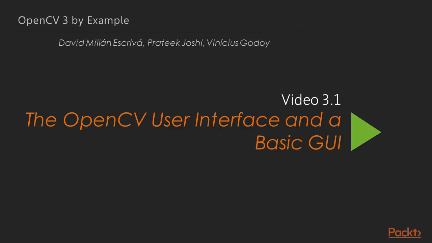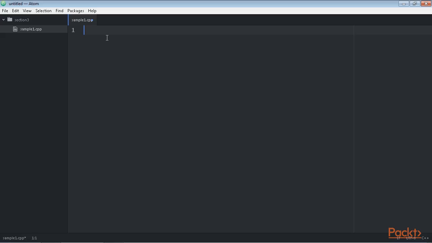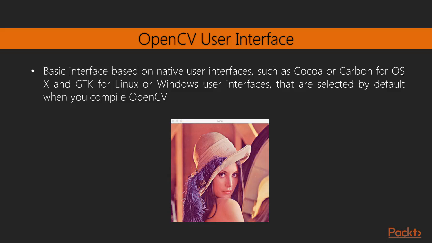Now we move on to the first video of this section, the OpenCV User Interface and Basic GUI. In this video, we are going to take a look at the OpenCV user interface and a basic graphical user interface with OpenCV. OpenCV has its own cross-operating system user interface that allows developers to create their own applications without the need to learn complex libraries for the user interface. The OpenCV user interface is basic, but it gives computer vision developers the basic functions to create and manage their software developments. All of them are native and optimized for real-time use.